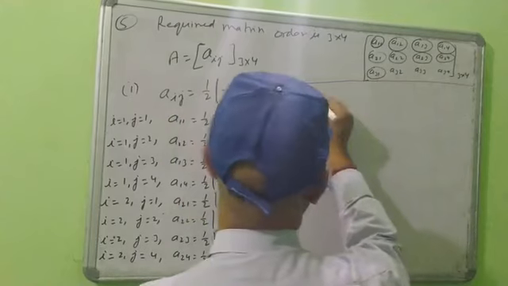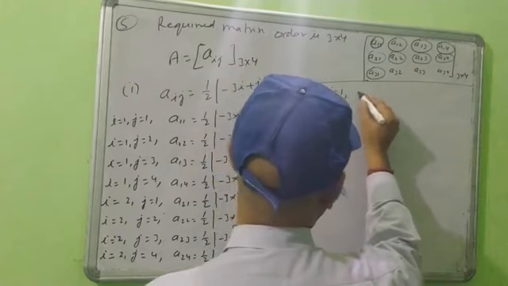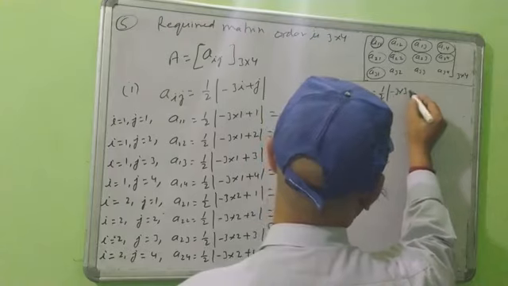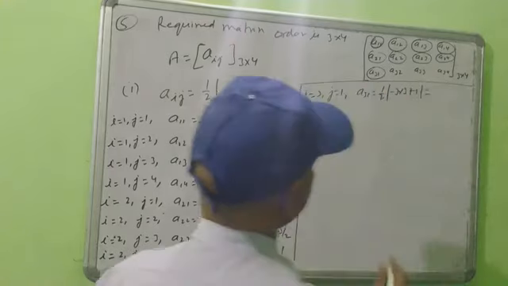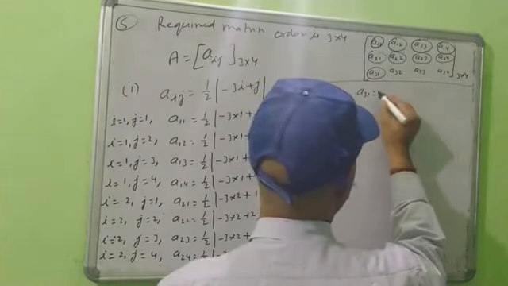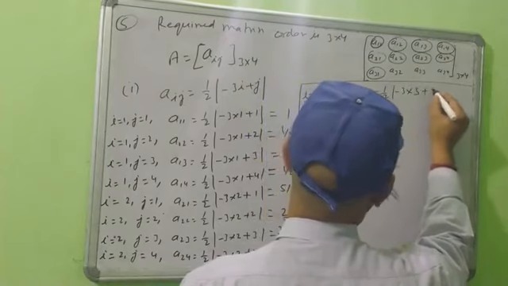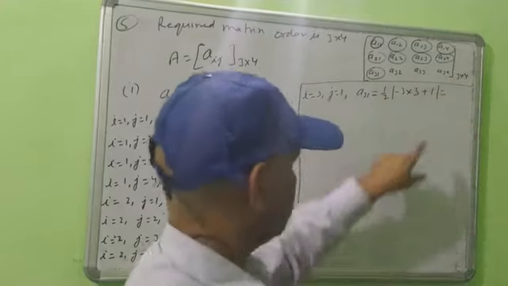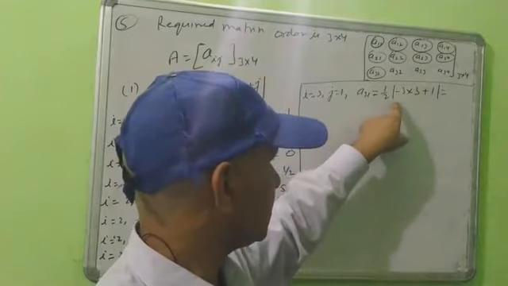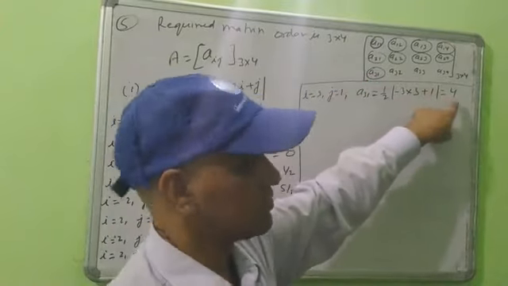This one, i equal to 3 and j equal to 1, means a31. 1 by 2, mod, minus 3 into 3 plus 1. What result do we get here? 3 threes are 9, minus 9 plus 1 is minus 8. With the mod, plus 8 upon 2 equals 4. The value of this is 4.